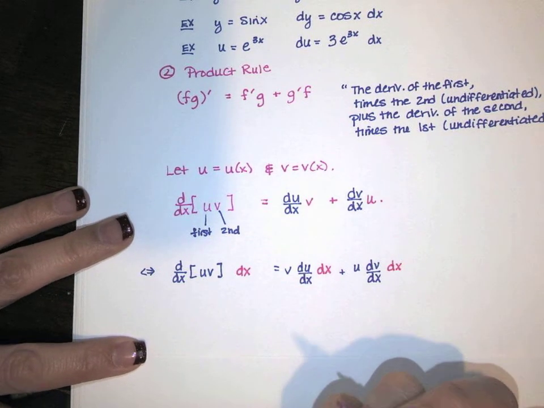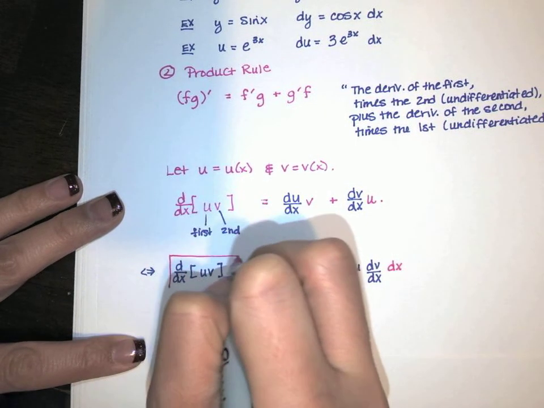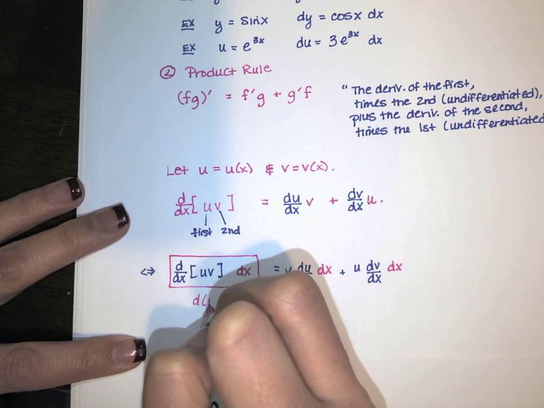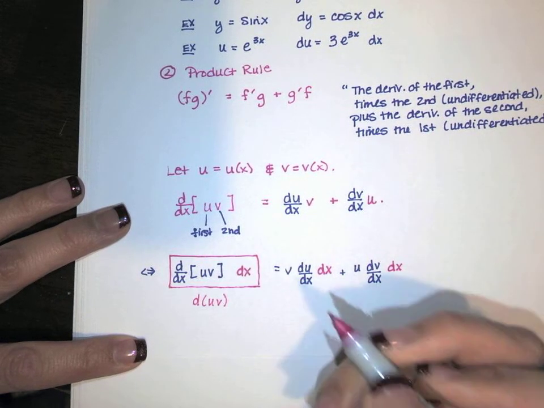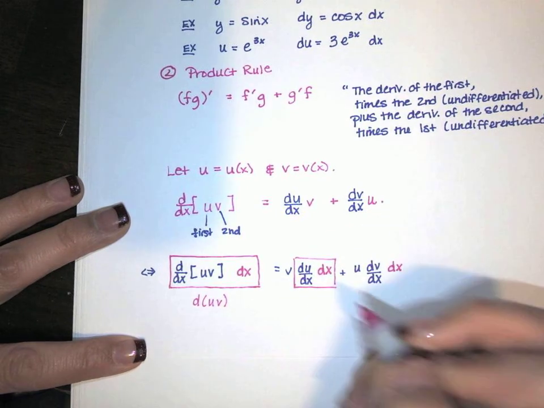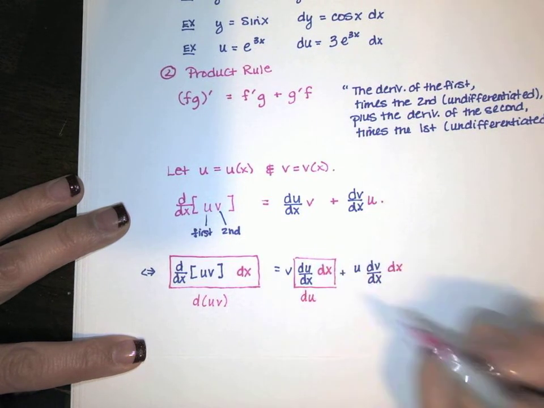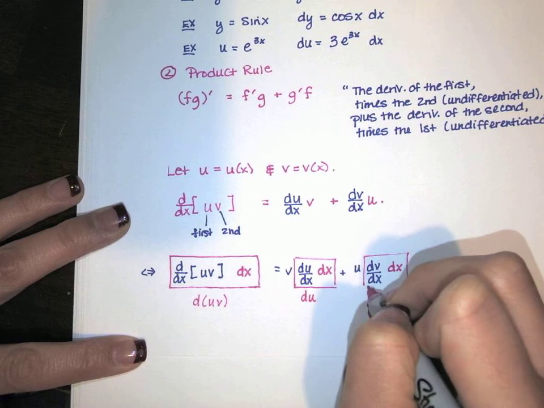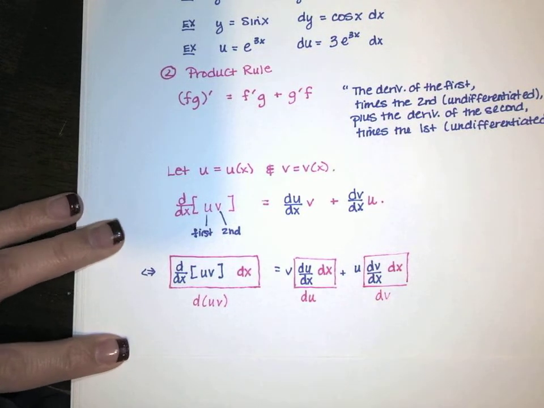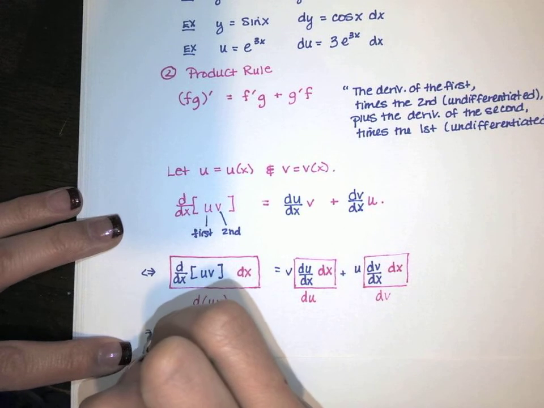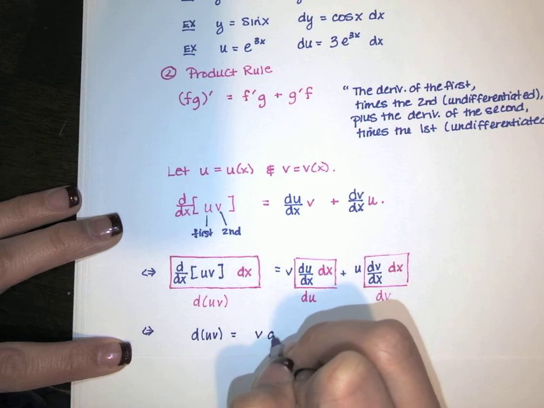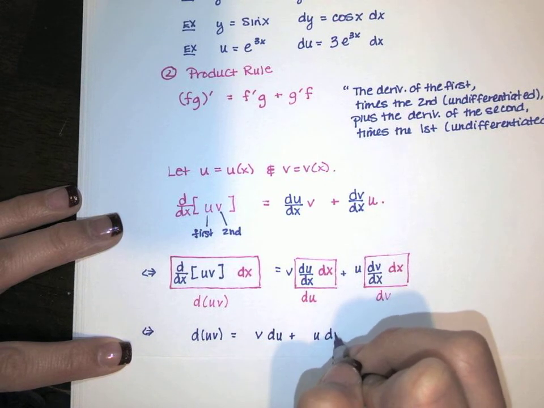Okay. Now, by definition of the differential, that is the differential of u times v. And this is, what's the derivative of u with respect to x times dx? That's the differential of u. And this part is the differential of v. You can already start to see the parts of the integration by parts formula. We've got the differential of u times v is v du plus u dv.